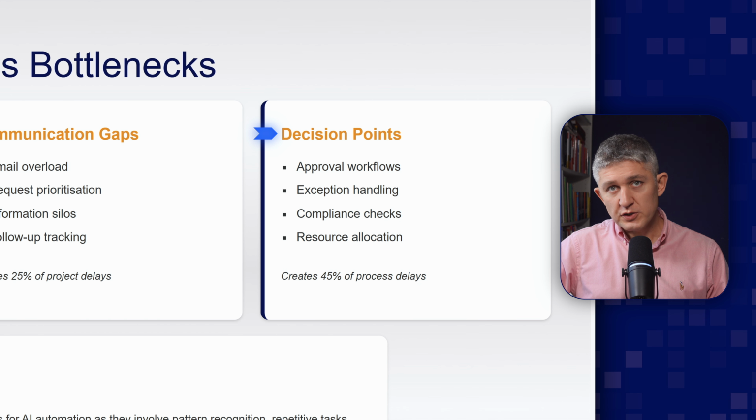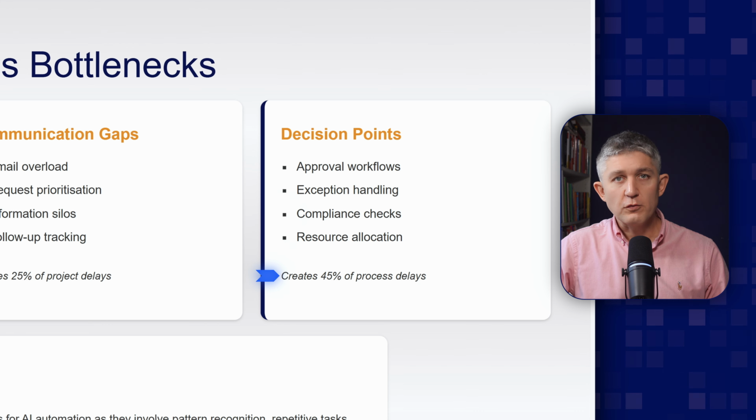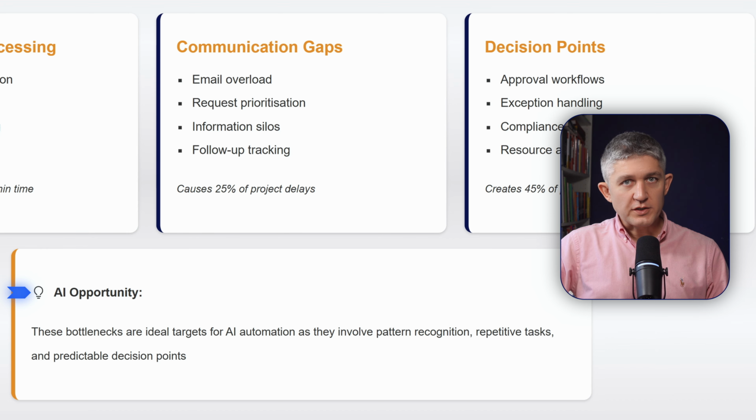And the next one are decision points. Approvals, exceptions, compliance checks, and resourcing. Around 45% of process delays happen at the decision stage. The AI opportunity here is that these are pattern-heavy and repeatable. They are perfect for augmentation and automation.